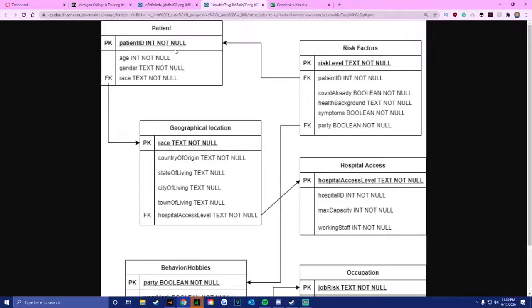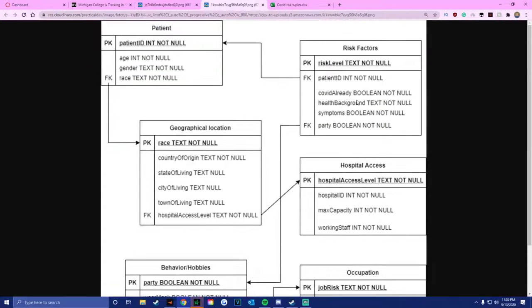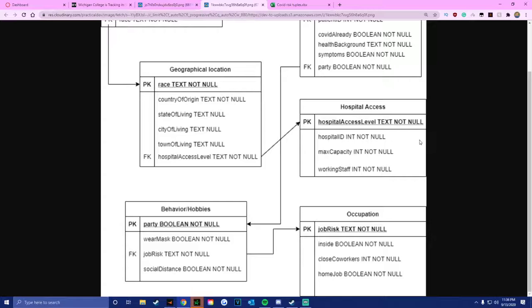So we come down here. All these are just text because I didn't know what else they could really be. And then we have a couple of Boolean things over here because they can just be true or false, like, have you had COVID already? False, whatever. Let's see, down here we get to the hospital access. It's going to be another number, or I guess it could be just the level of access. It probably can be either or. And then there's the numbers of each patient and the working staff, the max capacity. Obviously that can't be null.